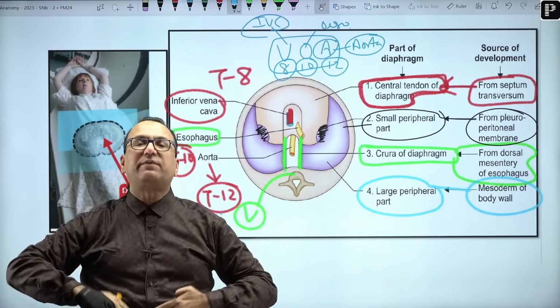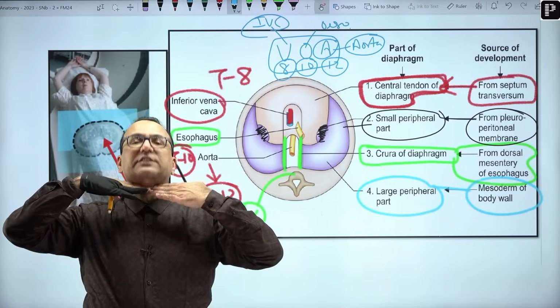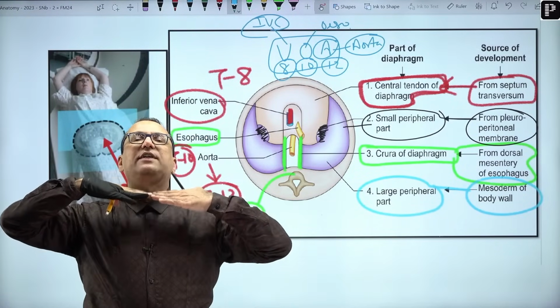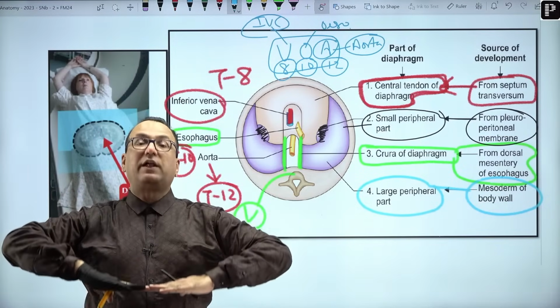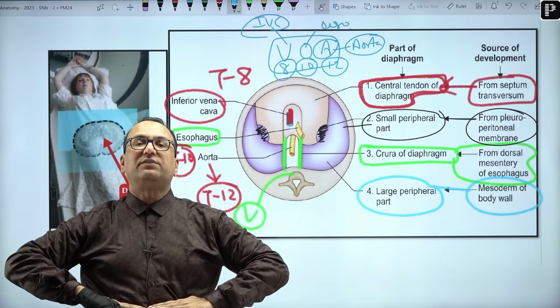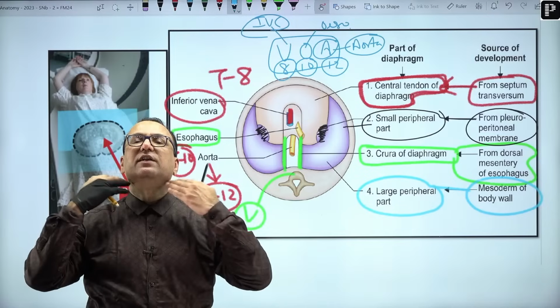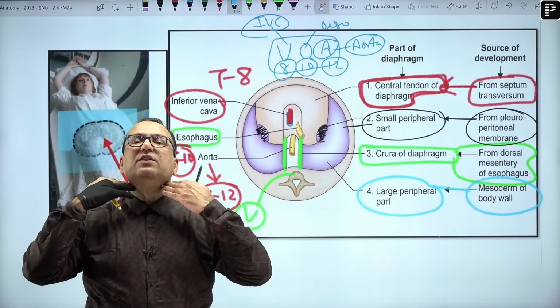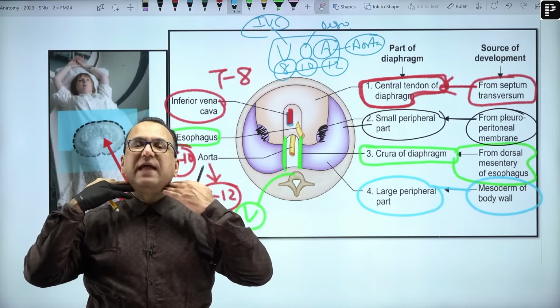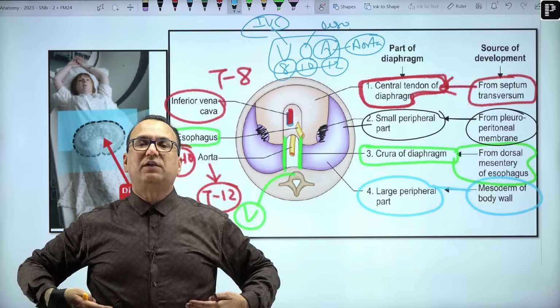Septum transversum develops here in the neck. Septum transversum was in the neck, later descended down. As it descends down, it will carry the nerve also. Which nerve? Cervical nerve. Which cervical nerve? C3, 4, 5, the phrenic nerve. That is why the phrenic nerve, a nerve of the neck, supplies a structure almost in the abdomen.